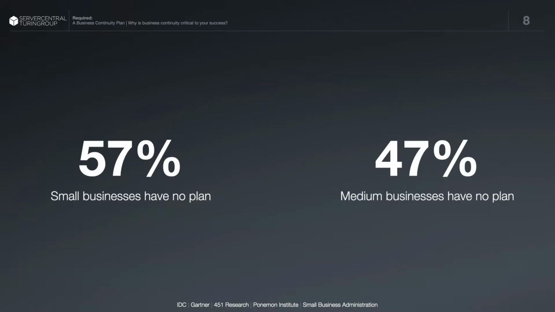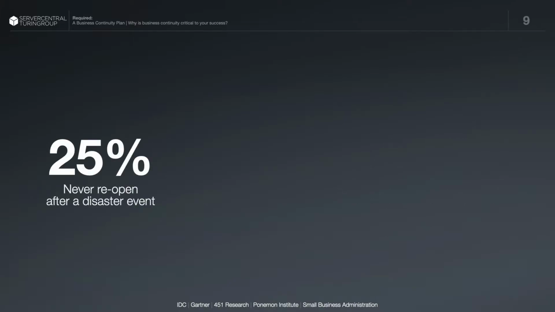As it stands today, 57% of small businesses have no business continuity plan, and when you move upstream to those medium-sized businesses, it's 47%. It's still pretty bad. So almost half, a little over half of businesses in the small and mid-sized markets do not have a business continuity plan. Now, that paints a pretty bleak picture, and it really calls into question what's going to happen should a business continuity event occur. Well, that's pretty bleak too.